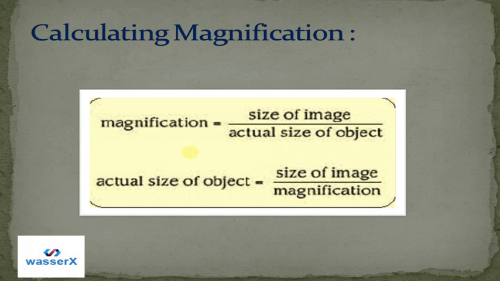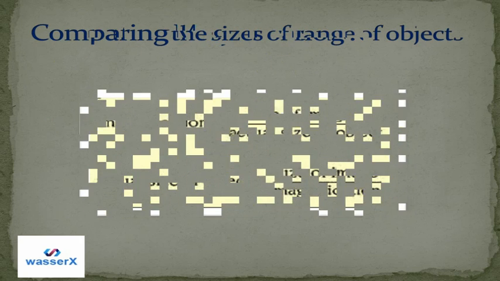Now this is the formula by which we can calculate how much magnification our microscope gives us. If we want to calculate the magnification, we take the size of the image and divide it by the actual size of the object. And when we want to find the actual size of the object, we use the size of the image and divide it by the magnification. So this is how we can calculate the magnification.